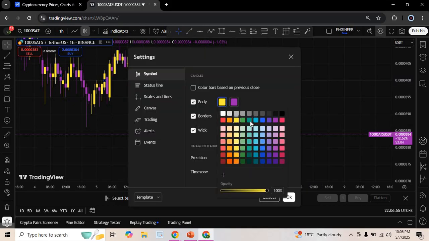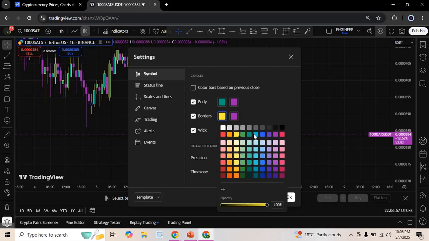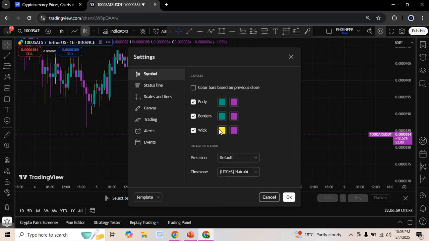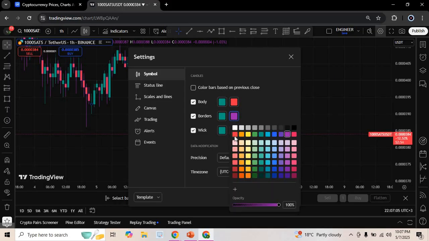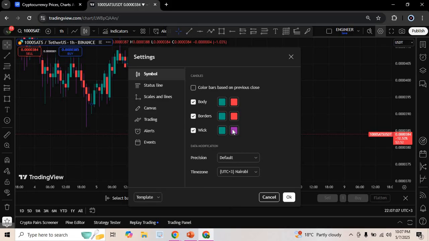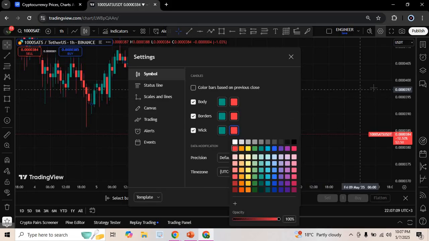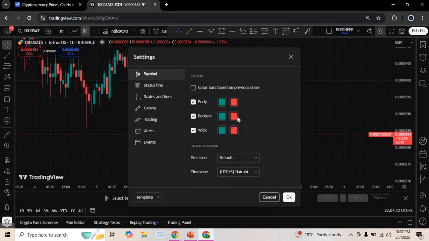So let me return this to default. I prefer green and red, but you can come. I see people with blue and white, and it looks so nice. So you can come and choose your favorite colors from that point.